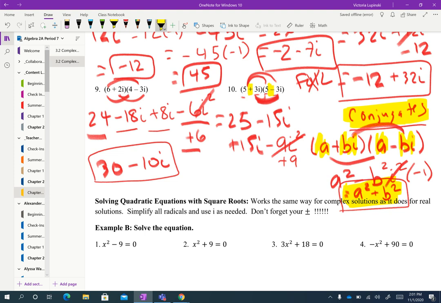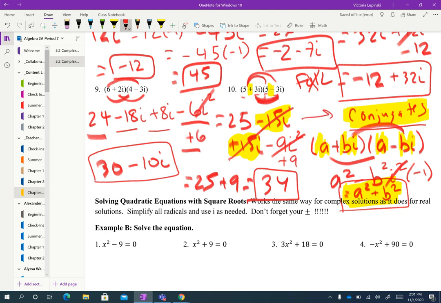Notice that when it comes to your imaginaries, a positive 15i and a negative 15i, those are going to cancel out altogether, which means all you're going to be left with is 25 plus 9, which is going to give you an answer that is completely real of 34, no imaginary answers in sight. And again, the reason why that happened is because you are multiplying a pair of conjugates. So it's a shortcut. If you realize they're conjugates, you know that your answer will always simplify nicely. If you don't realize they're a pair of conjugates, you can do the long way and FOIL, and you should still get the same answer.